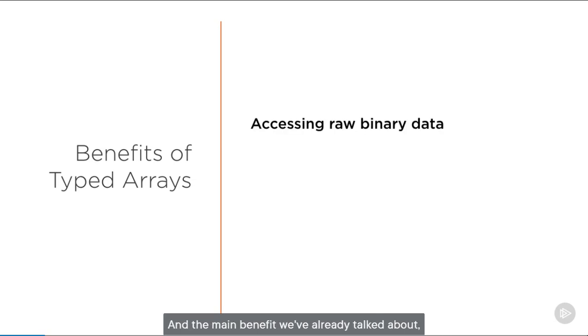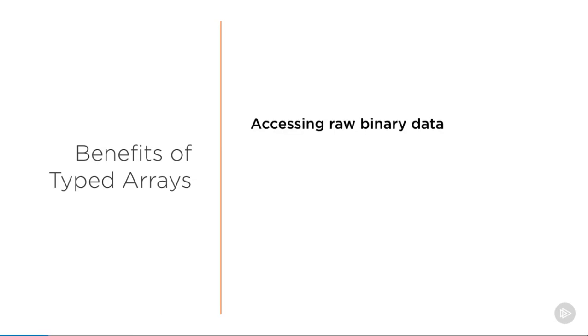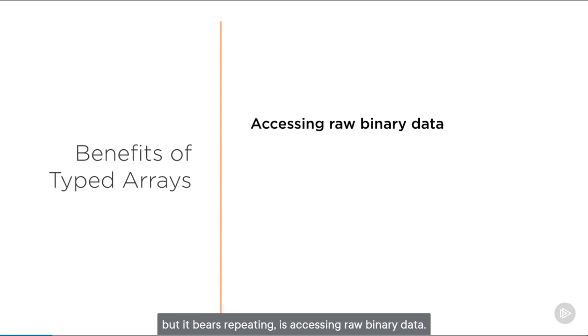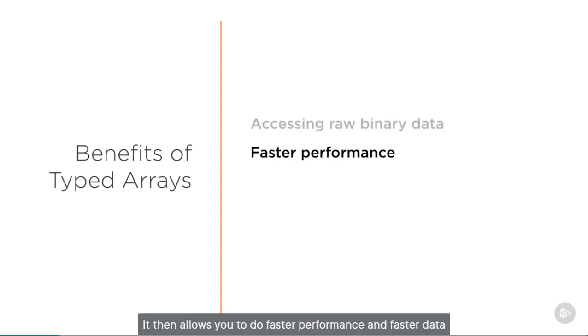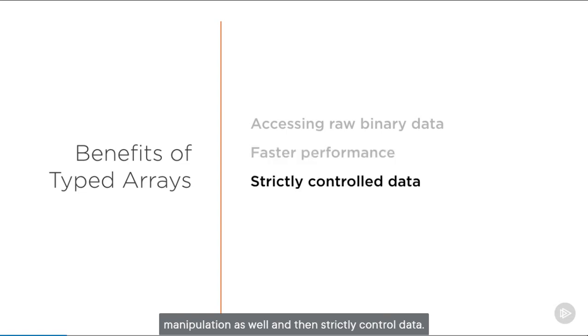Let's talk about some of the benefits of using typed arrays. The main benefit we've already talked about, but it bears repeating, is accessing raw binary data. You can get straight to that data. It then allows for faster performance and faster data manipulation as well. And it's strictly controlled data. That means you can't put just any data inside of a typed array. It is controlled and it depends on what type of view you're actually working with.